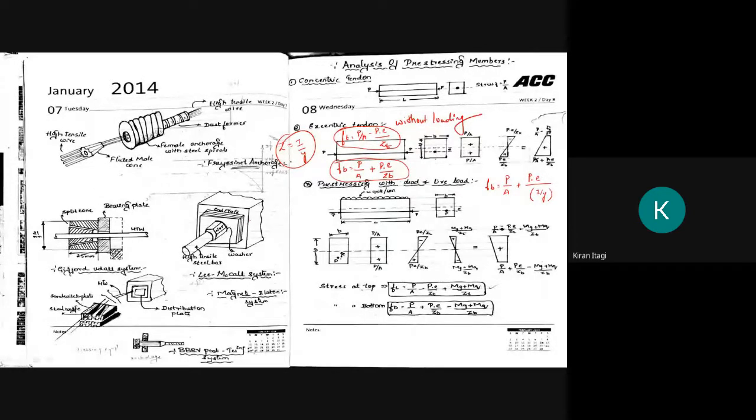If it is a simple rectangular section, then you will directly get the value of Z. If it is an I section, T section or C section, etc., then here we have to determine the depth of the neutral axis, and also determine the moment of inertia. Then only you will get I upon Y.